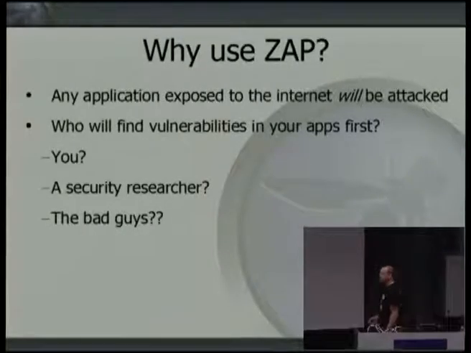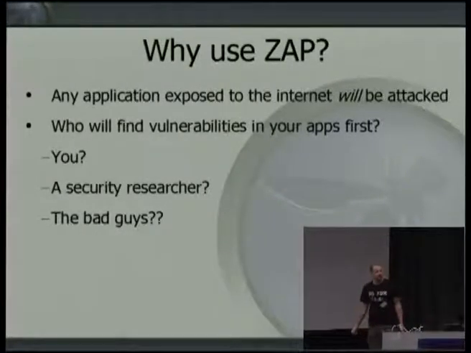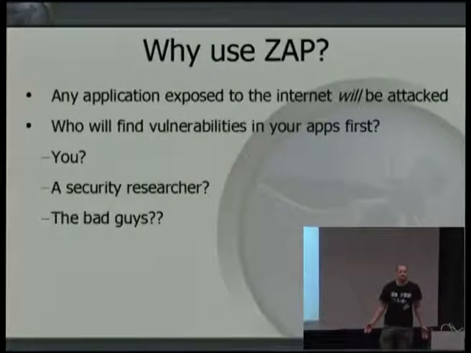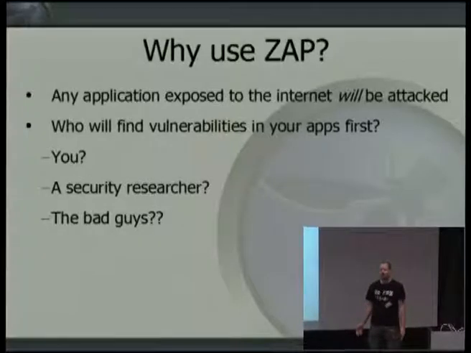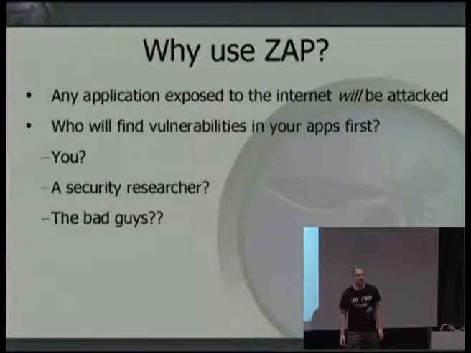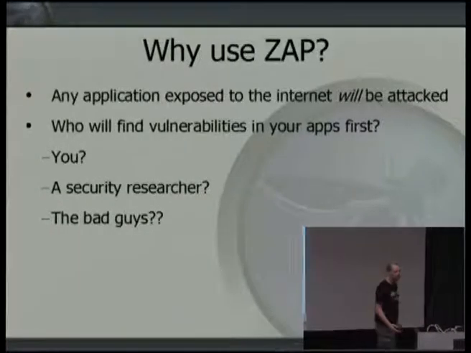It could be a security researcher, which is good as long as they give you some warning. Maybe you get some pen testers in, but if you're writing open source software, you probably can't afford to get pen testers in. Or it could be the bad guys, which is, of course, the worst case. Best case is that you find them, and you find them early.